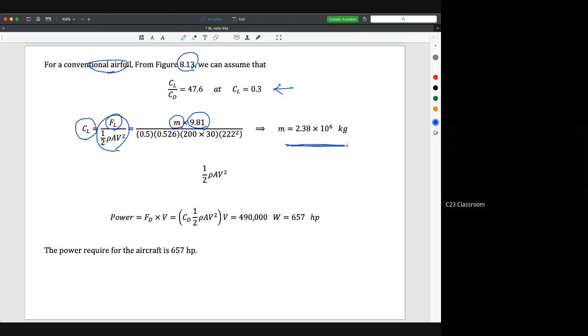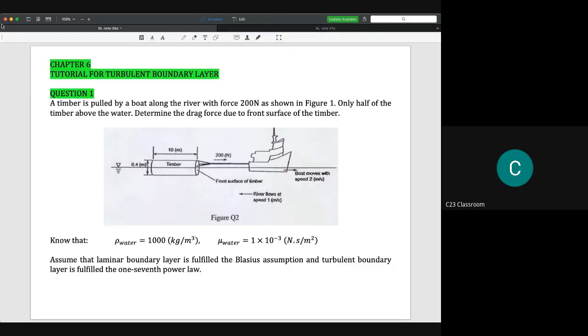Then we could calculate the power, which is Fd times velocity. We could calculate the value of Fd here by using the CD. CD is given here, so we could calculate from 0.3 times CL, and then we could get the CD. Finally we have around 490,000 watts, which is equal to 657 horsepower. That means the power required for the aircraft is around 657 horsepower.